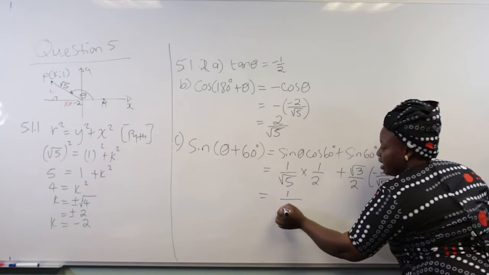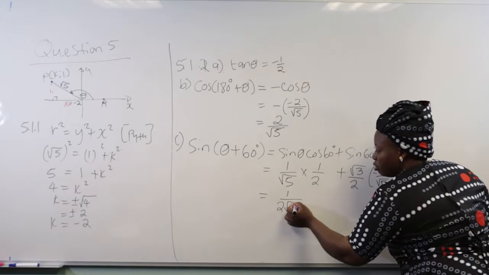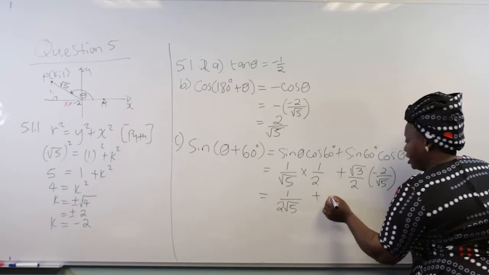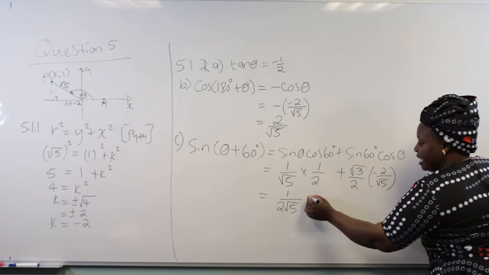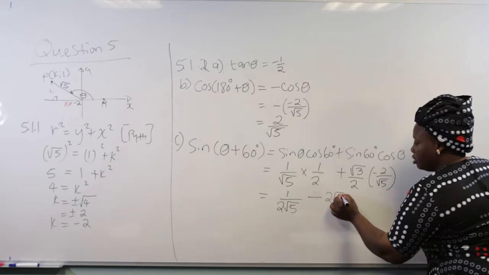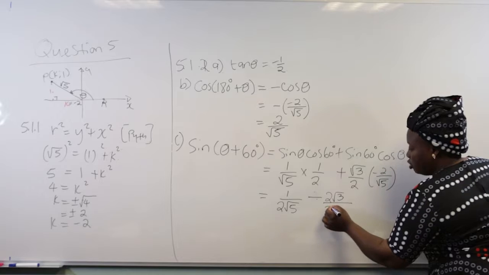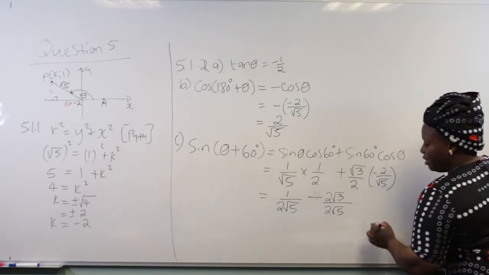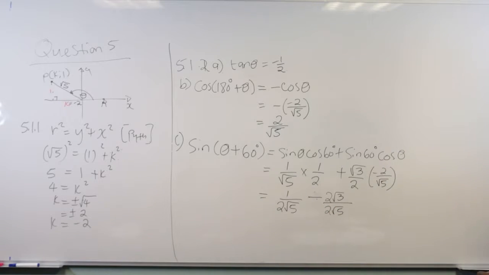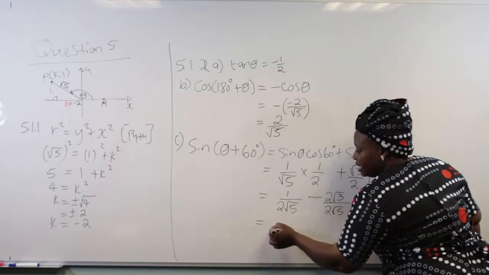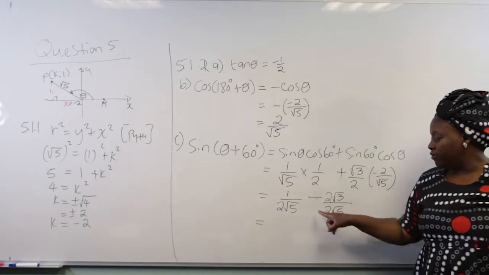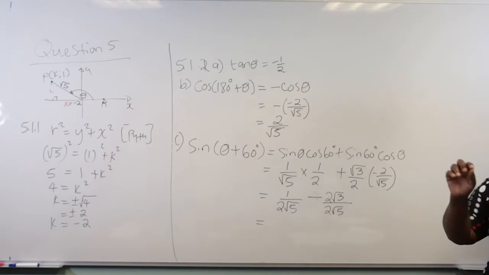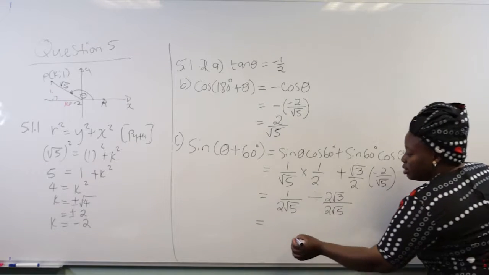Okay, folks, let's multiply this out. We'll have 1 divided by 2 times the square root of 5 plus, so we're going to say negative times positive gives us a negative 2 times the root 3 divided by 2 times the root 5. Now having them like this, it simply means that you need to look at the lowest common denominator. The lowest common denominator there is 2 root 5. Folks, 2 root 5 can be written as the square root of 20.